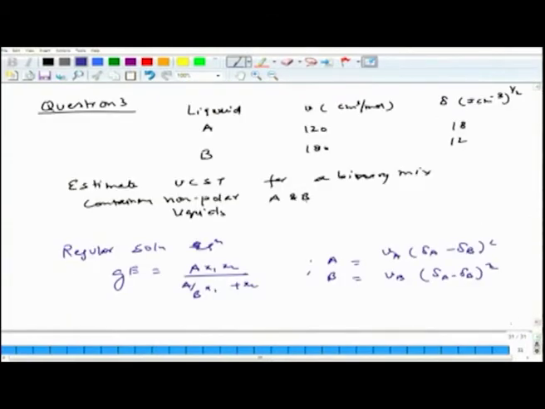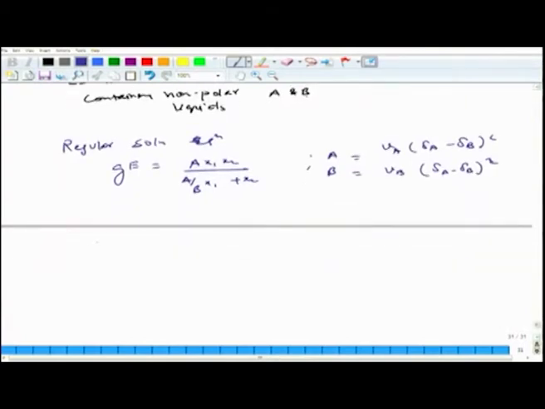What would be A? If I plug in the expression from the table, it turns out to be 4320 joules per mole, and for B, it turns out to be 6480 joules per mole. Now, we need to find the upper critical solution temperature, and for that we need to find the temperature and the composition at the consolute point.